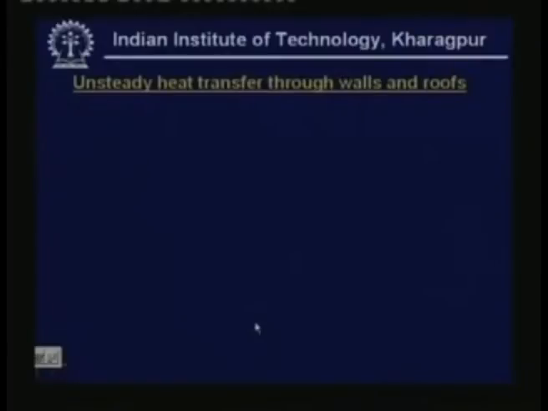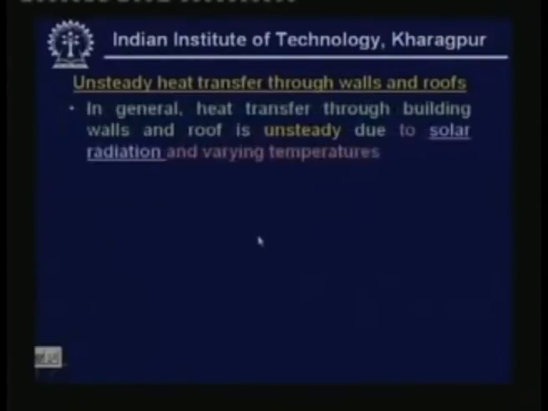Now let us look at unsteady state heat transfer through walls and roofs. In general, heat transfer through building walls and roof is unsteady due to variation in solar radiation and varying temperatures. Even though so far we have discussed steady state heat transfer and how to calculate heat transfer rate under steady state condition, you find that most of the times the heat transfer is not under steady state. Most of the times heat transfer through the buildings is in an unsteady state.